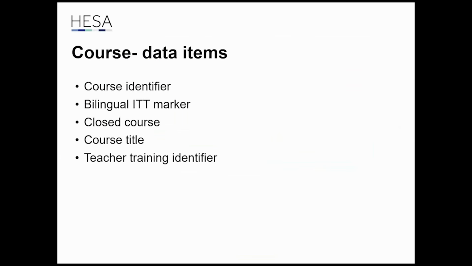We need to know if the course is a teacher training course. That's the teacher training identifier. And if it is in Northern Ireland, Scotland and Wales, we also record if it allows students to teach bilingually. We have the closed course field that records if the course is open to any suitably qualified candidate or whether it's closed to a smaller group. And then finally, the course title. So all of those are also on the course entity in our current student return. Like I said, we've got a few new ones that I will run through.